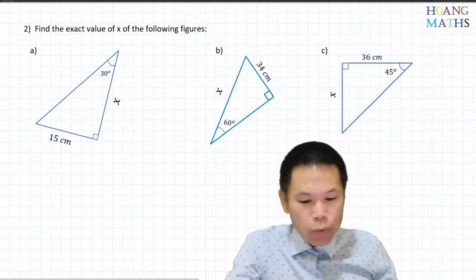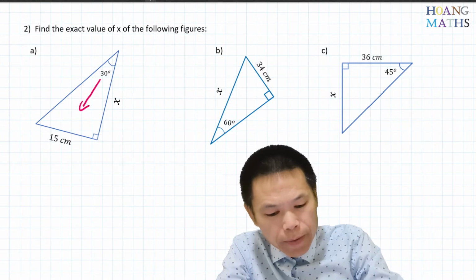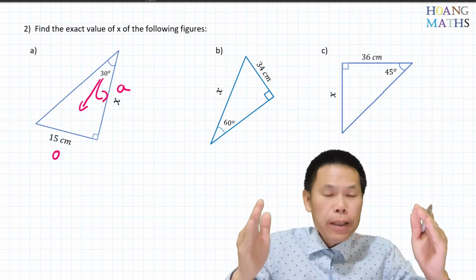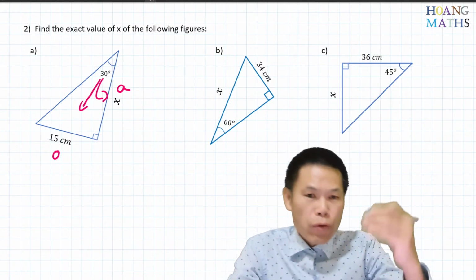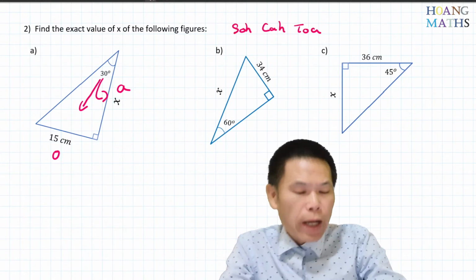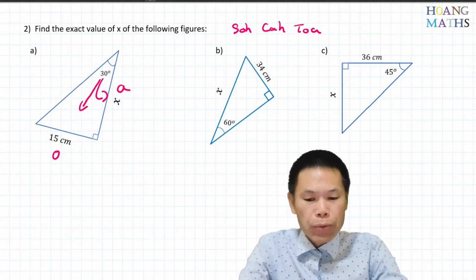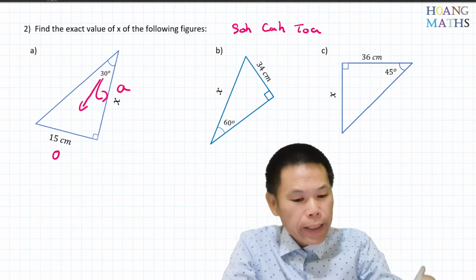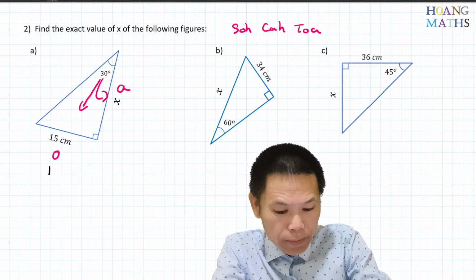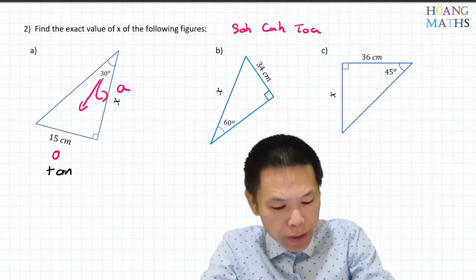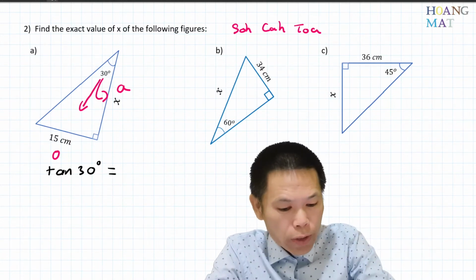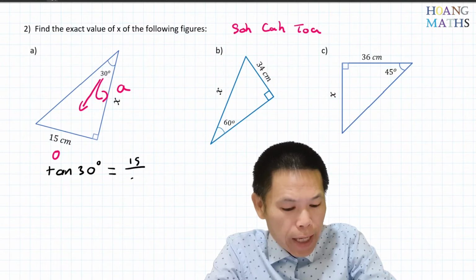So part A, we have opposite here, and then we have adjacent. So that is opposite, adjacent, so it's tan. Remember the 3 magic words: SOH CAH TOA. If you don't remember, just write this down and it will help you. Then we have OA, so it's tan. T for tan, so I just write tan of 30 degrees, which is equal to opposite over adjacent. So O is 15 and A is x.